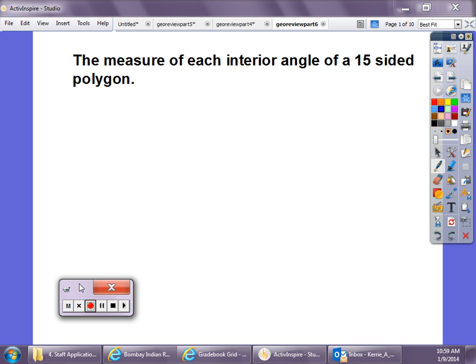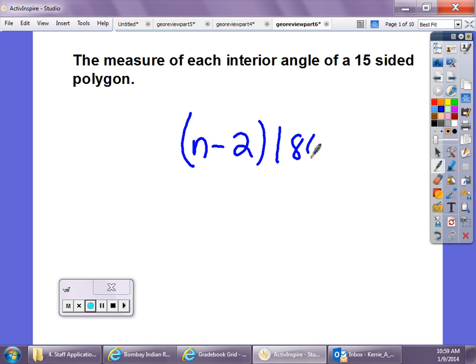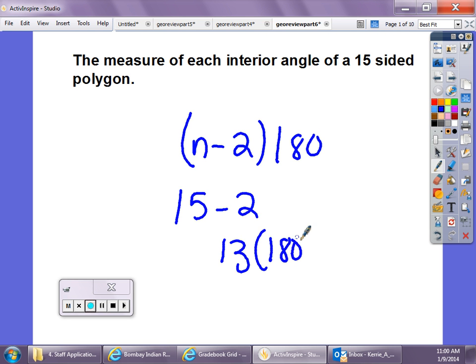The measure of each interior angle of a 15-sided polygon. Well, first of all, what is the formula for interior angle? N minus 2 times 180. Okay, so what do I replace n with? 15. 15 minus 2 is 13. What is 13 times 180? Help me out.